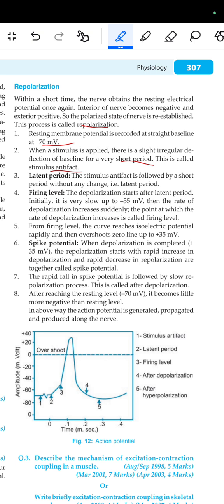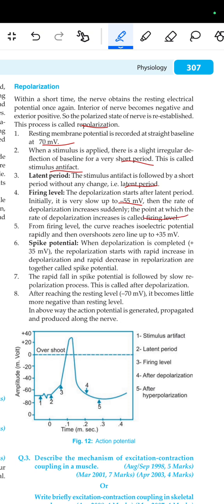Latent period: the stimulus artifact is followed by a short period without any change. That is the latent period. Firing level: the depolarization starts after the latent period. Initially it is very slow up to minus 55 millivolt. Then the rate of depolarization increases suddenly. The point at which the rate of depolarization increases is called the firing level.